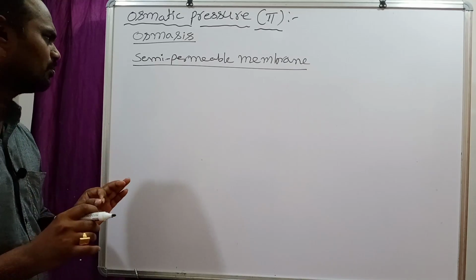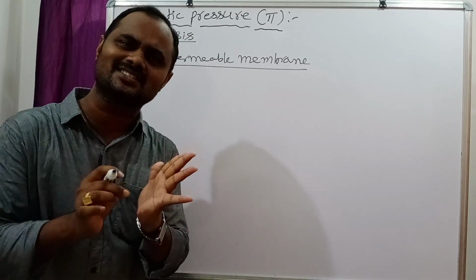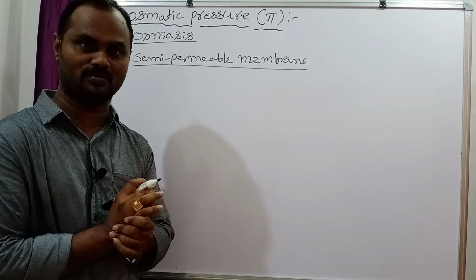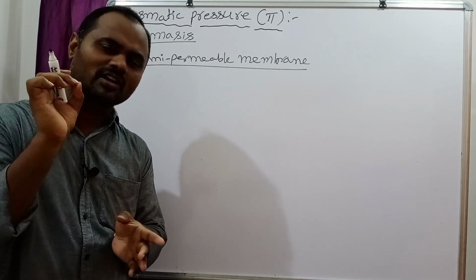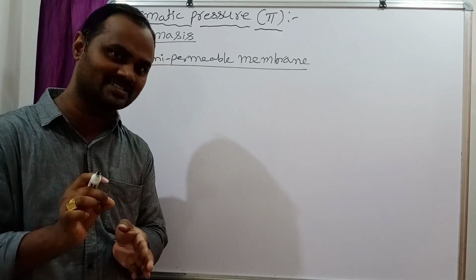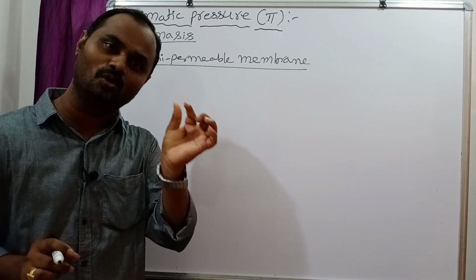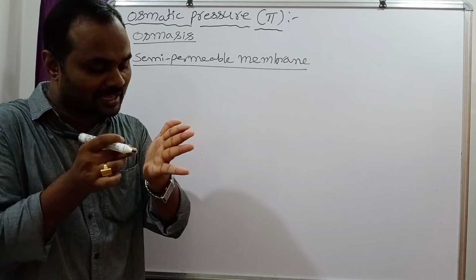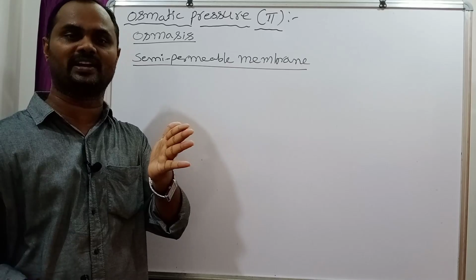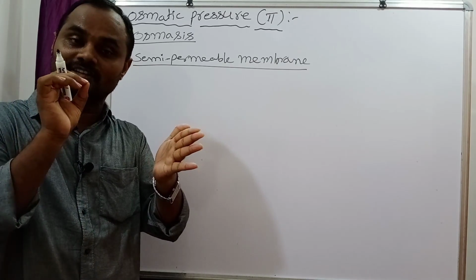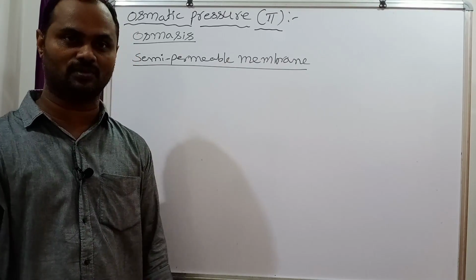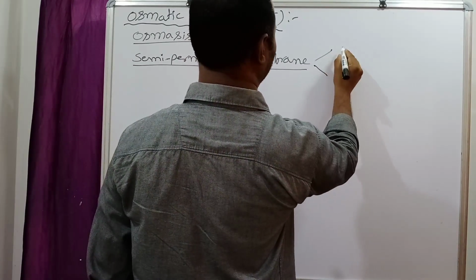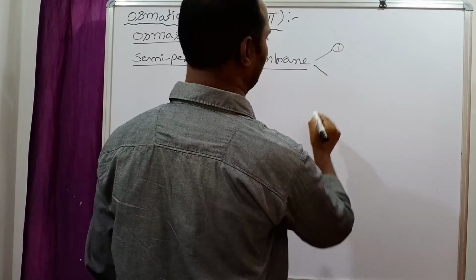A semi-permeable membrane is a thin layer consisting of small holes or pores. Generally, solvent particle size is very small and solute particle size is larger. Simply, smaller solvent molecules can pass through the semi-permeable membrane, but larger solute particles cannot. This semi-permeable membrane we can divide into natural and synthetic.